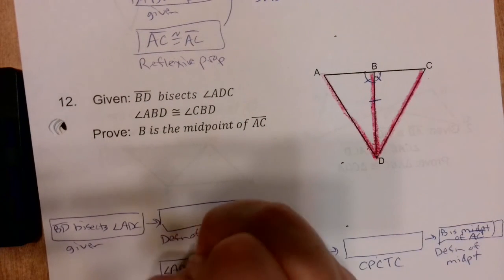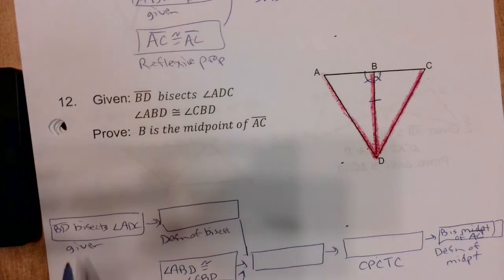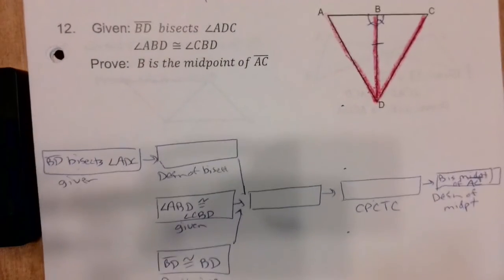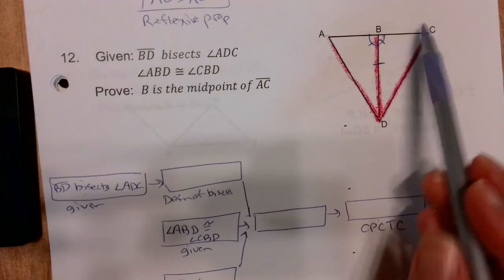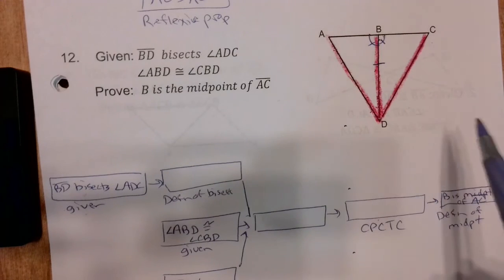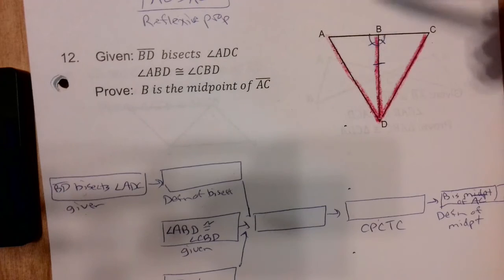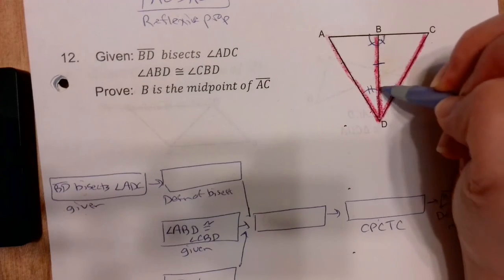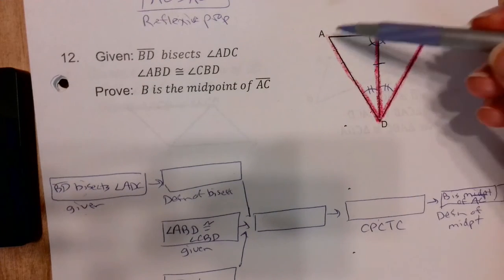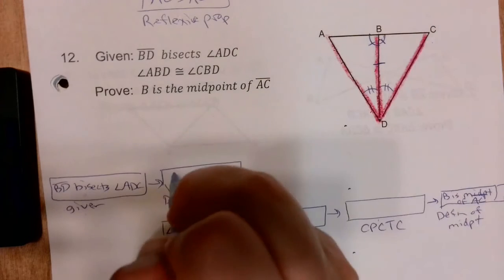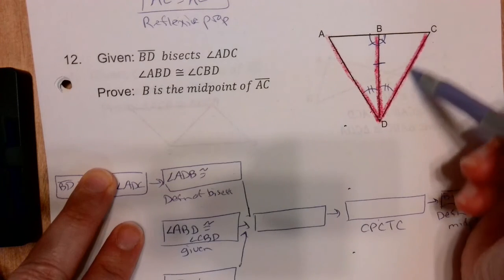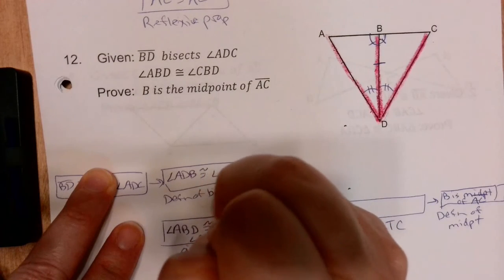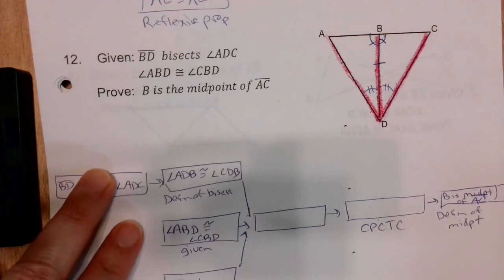Definition of bisect always goes after bisect. And we're looking for two things that are congruent when you take this big red angle and you cut it with BD. What you end up with are two angles that are congruent. So ADB is the first angle, and it's congruent to angle CDB by definition of bisect.